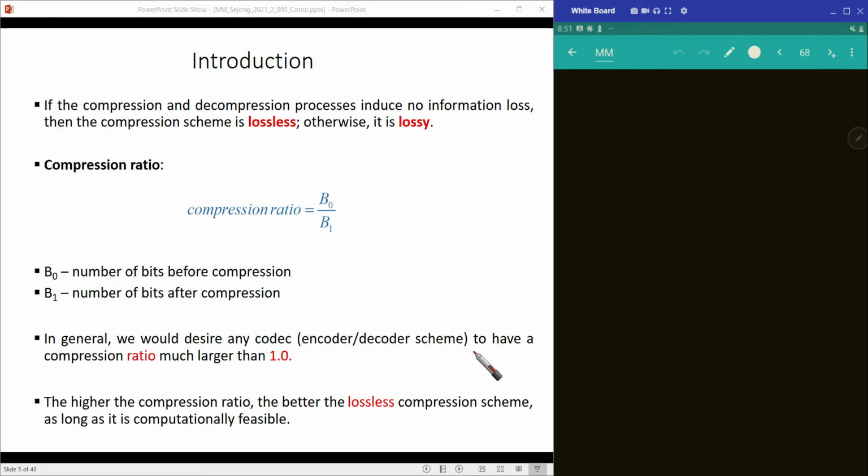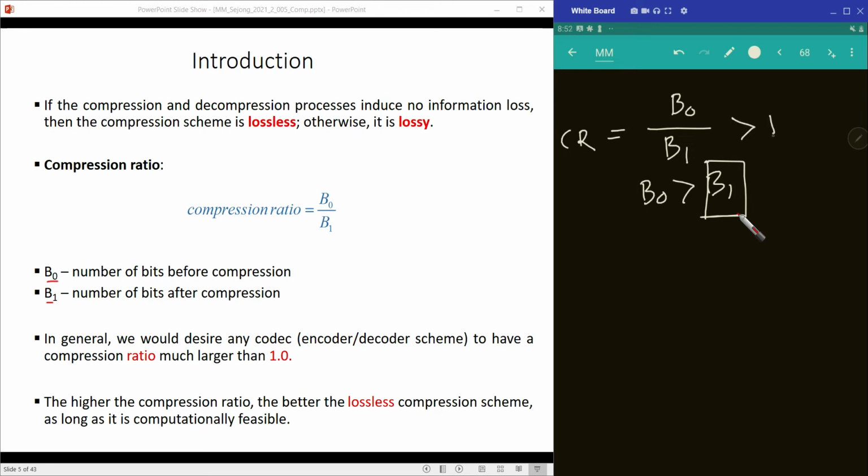Now let's say B0 is the number of bits we need to store the information before compression, and B1 is the number of bits after compression. Then we define something called the compression ratio. The compression ratio is B0 over B1. Now as you understand, if we can achieve some compression, definitely B0 is greater than B1, because if we can compress, the number of bits after compression is less than B0, right? So this ratio is always greater than 1. And if this ratio is much larger than 1, we say the compression is also much more.